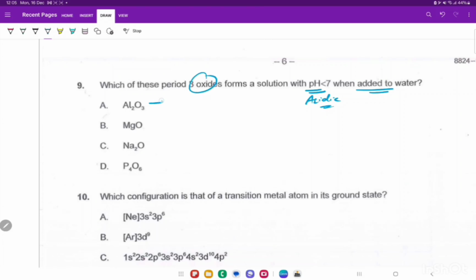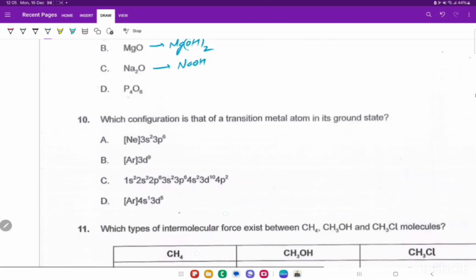Okay. Al2O3, it is an amphoteric oxide. It can react with acid and base both. MgO is a basic oxide, forms Mg(OH)2. Na2O is also basic, it forms NaOH. And P4O6 is phosphorus trioxide. It reacts with water to form H3PO3. And H3PO3 is an acid, therefore its pH will be less than 7. Therefore my answer is D.